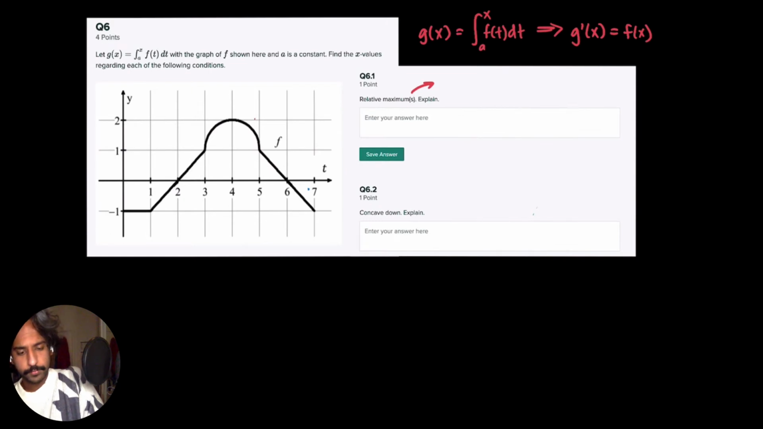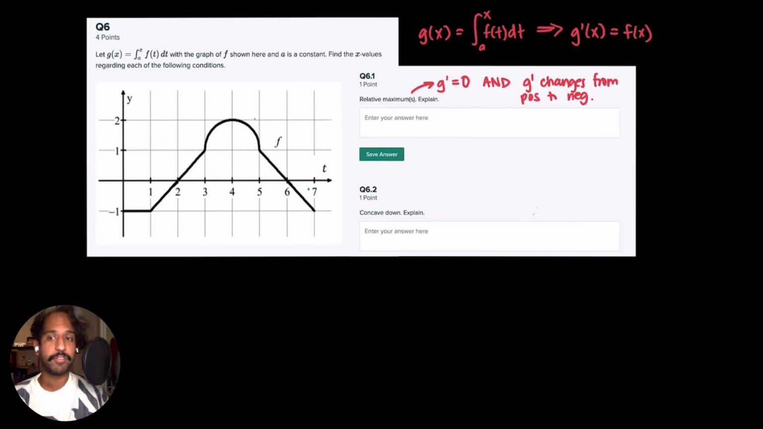We know that this g has a maximum when g prime equals 0, and when g prime changes from positive to negative. But the thing is, we don't have a graph of g, but we have a graph of f, and we're already told that g prime is the same thing as f. We know that to be true, and so we have to look at where that's happening.